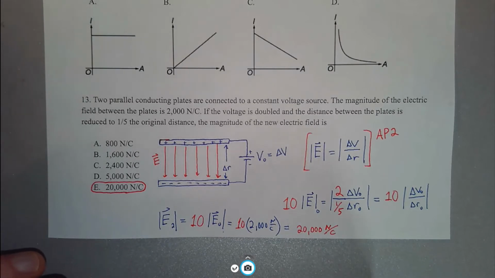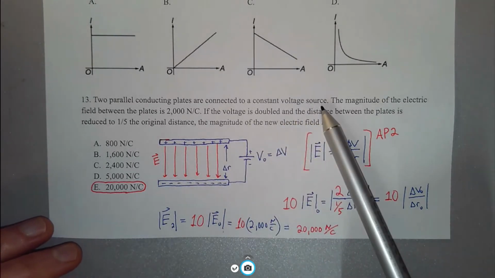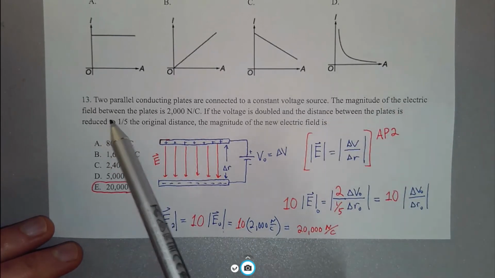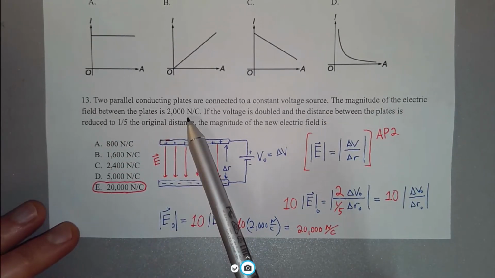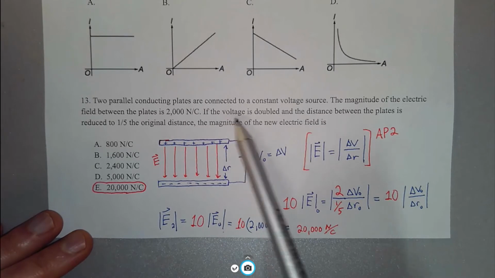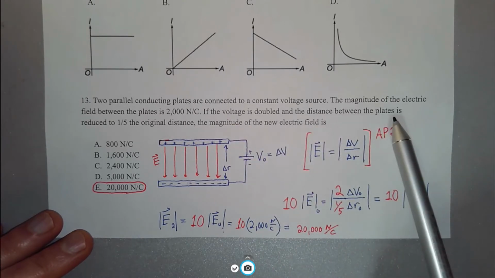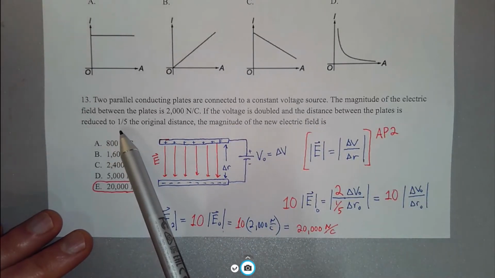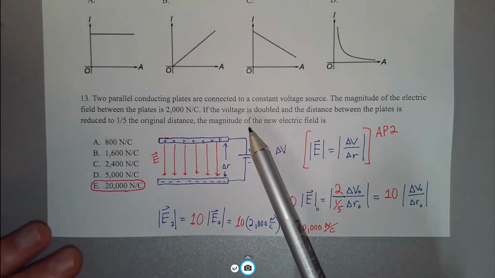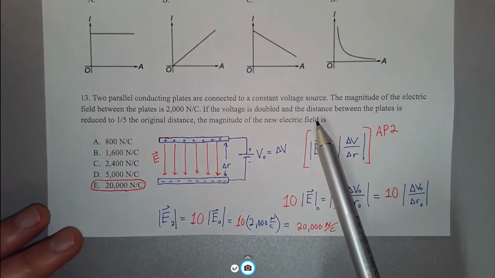Question 13 reads, two parallel conducting plates are connected to a constant voltage source. The magnitude of the electric field between the plates is 2,000 newtons per coulomb. If the voltage is doubled and the distance between the plates is reduced to 1/5 the original distance, the magnitude of the new electric field is what?